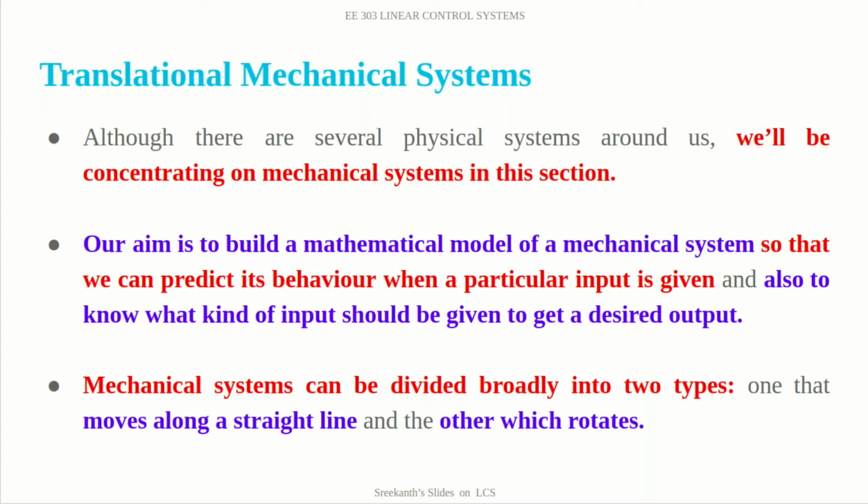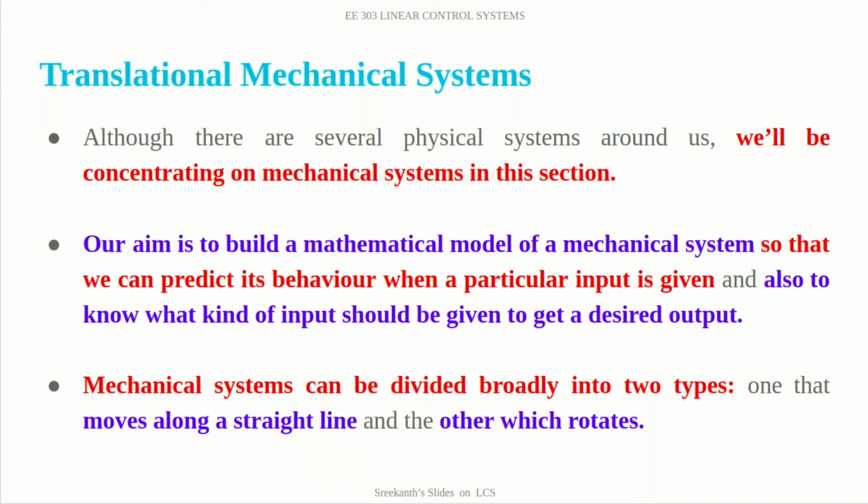Now, why do we go for a mathematical model? Because it is expensive to actually test out on a physical system, and if the design is wrong, you can end up wasting a lot of money. So instead of that, if we develop a mathematical model, we can test out various inputs until we get the desired output, and then decide on how to build that mechanical system.